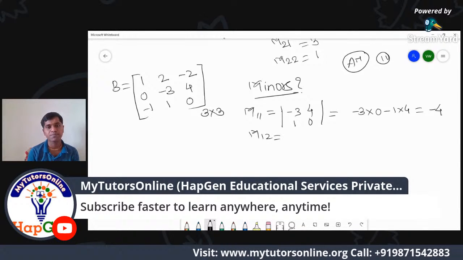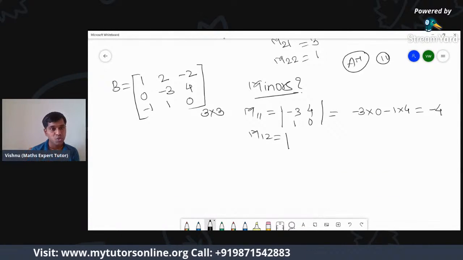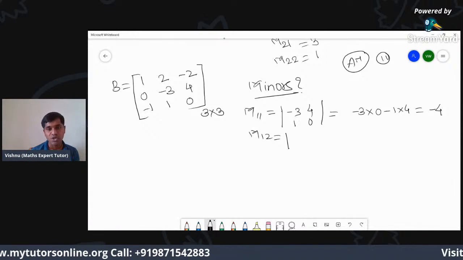M12 similarly. 1, 2, that is for 2. So forget this one and this one. 0, minus 1, 4, 0.